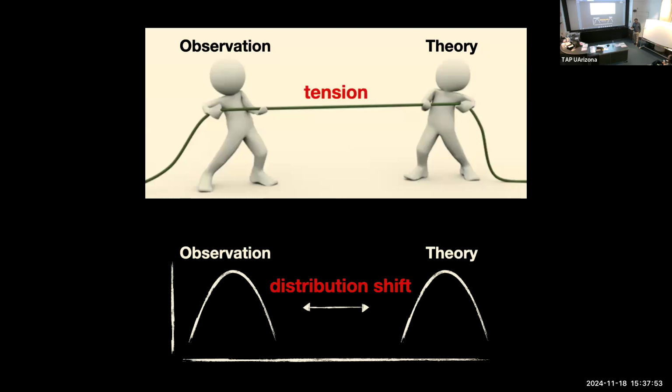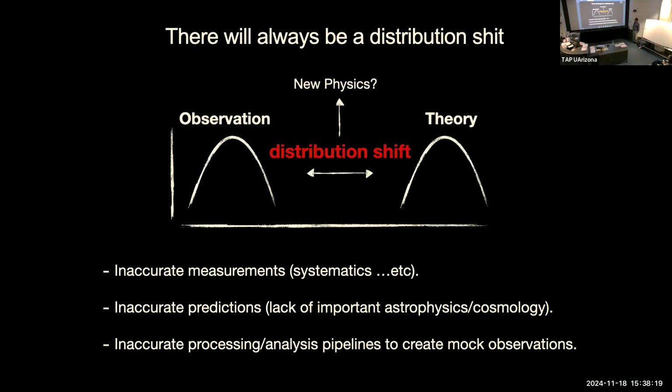And in a statistical sense, you can think about it as a distribution shift, right? So what we simulate is not the real universe. What we model is not the real universe. We have some assumptions about how stars form, we make so many assumptions for many things. And the observations, with the systematics and everything, always have a very different distribution from what we simulate. And we need to find ways to minimize this, right? So it could be that this distribution shift is a place where you can have new physics, and there are different sources to this debate, right? So it could be inaccurate measurements, right?